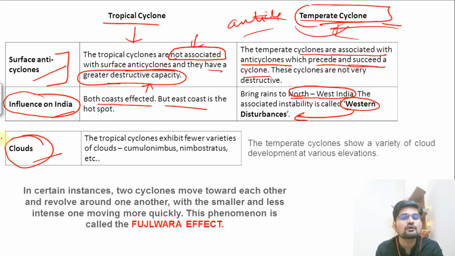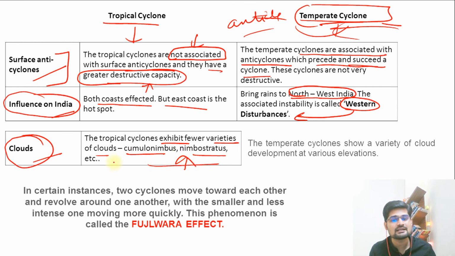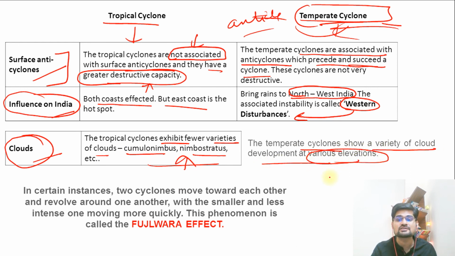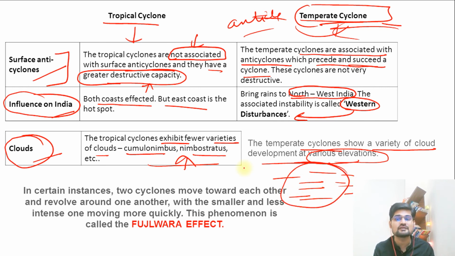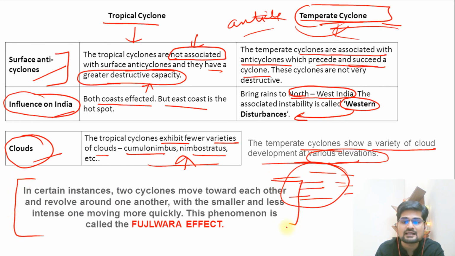And in terms of cloud formation, the tropical cyclones exhibit fewer varieties of clouds, like cumulonimbus and nimbostratus. These are the two major varieties. But remember, temperate cyclones show a variety of cloud development at various elevations. So it has multi-layered cloud developments. So all the family of clouds are largely part of this temperate cyclone. So this is a comparison on the basis of clouds. Then further, there is something that we need to remember, and this is the last point here.